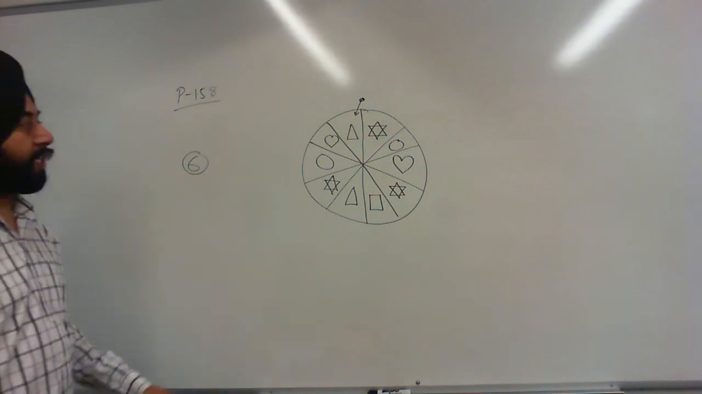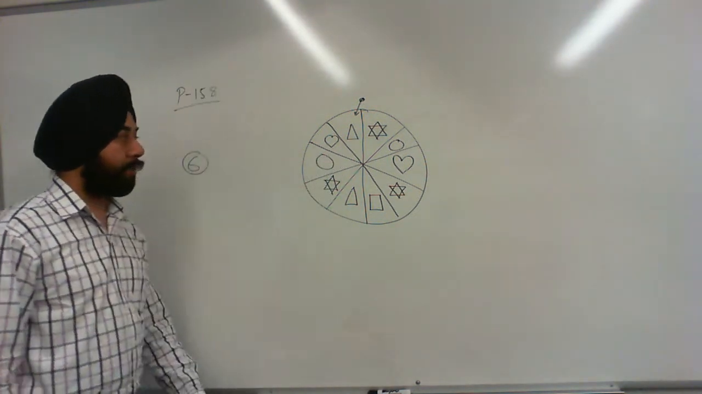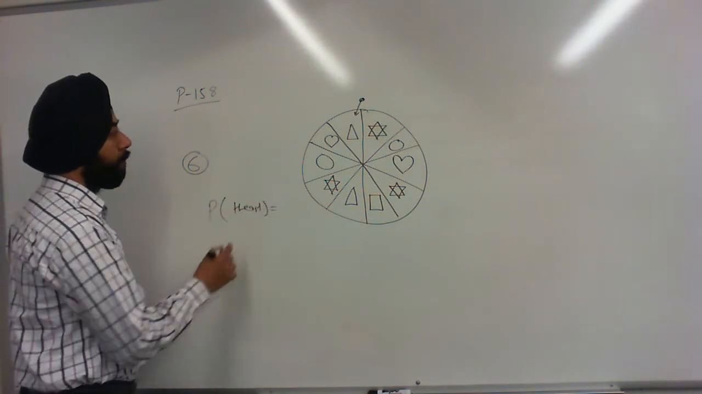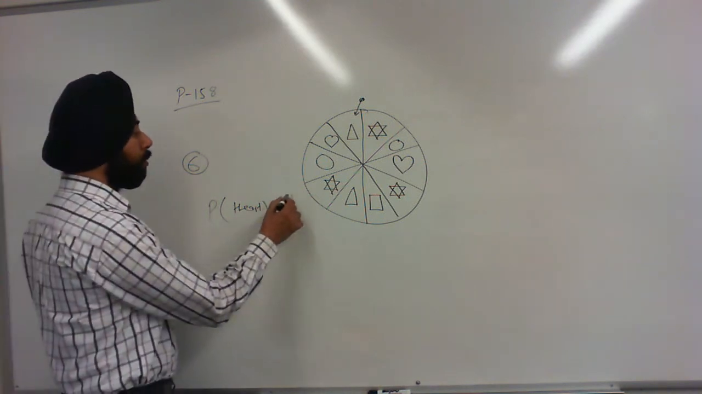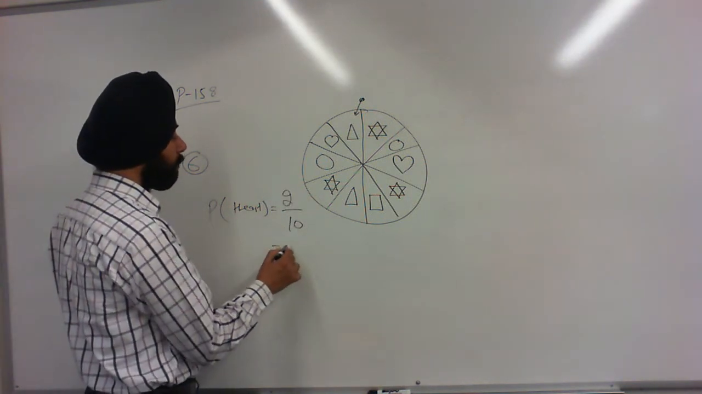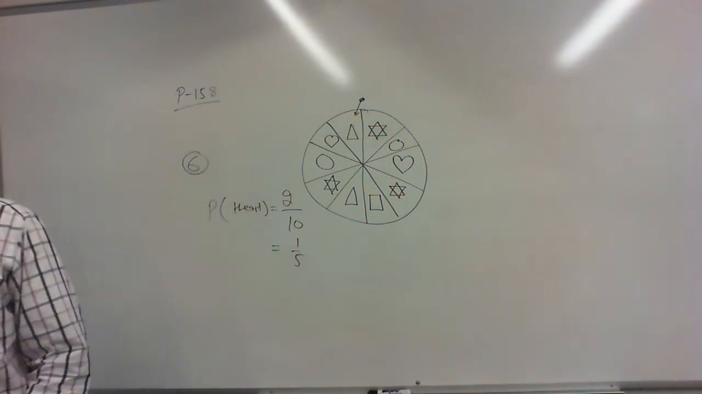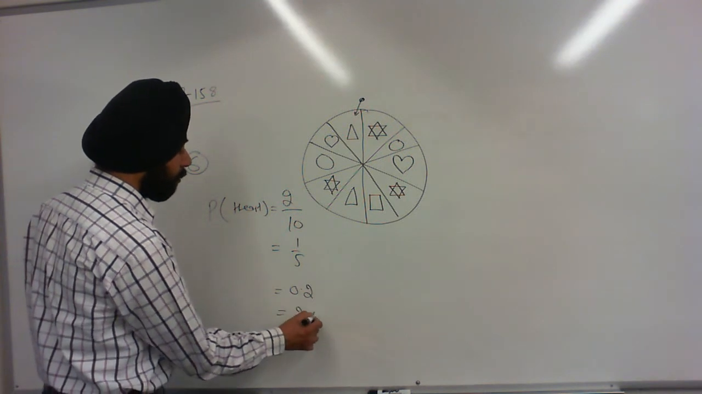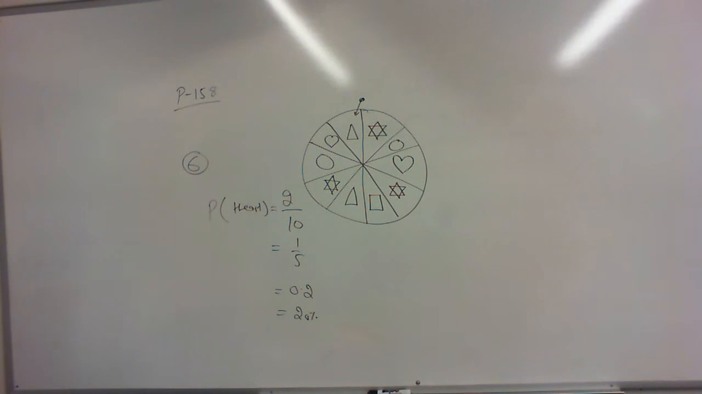So what's the probability that it will stop on a heart? The probability of having a heart. How many hearts do you see? 2. And how many total options are there? 10. Yes, it's 1 out of 5. And then you write it as a decimal, which is 0.2 or 20%. Right? And now the next example, number 3.